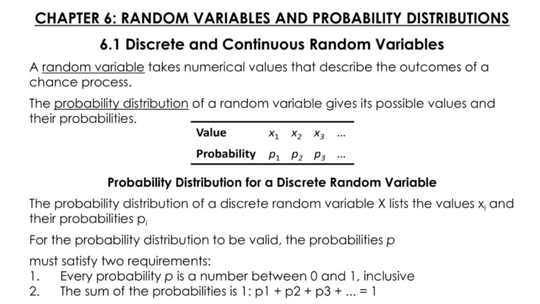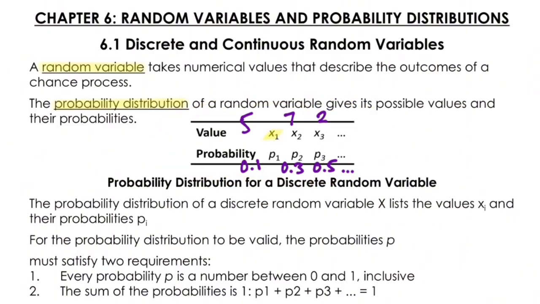Here we go. A random variable takes a numerical value that describes the outcomes of a chance process. The probability distribution of a random variable gives its possible values and their probabilities. The little diagram you're seeing right here is just showing you that basic idea.